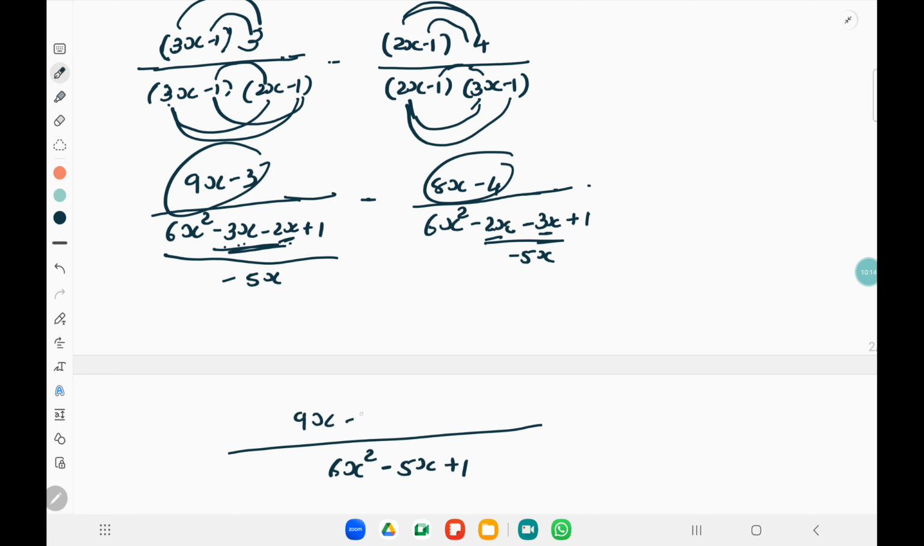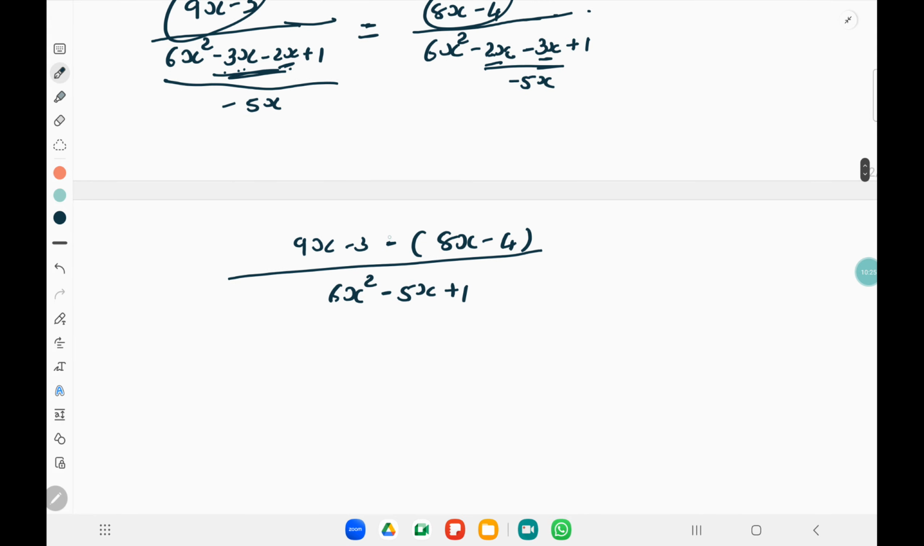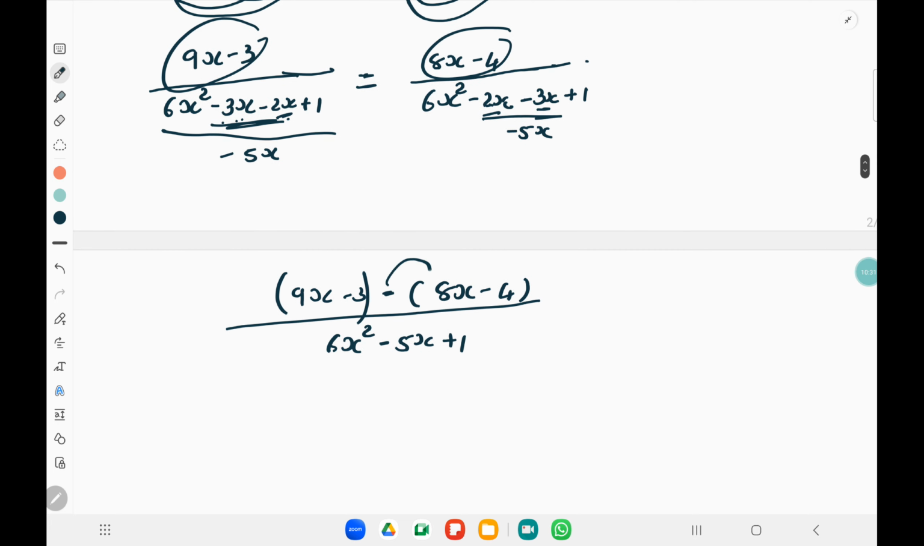So 9x minus 3. Okay, here remember this is a minus. That's why I'm going to write these things in a bracket. In a minute I will tell you why. Okay, this one outside it is a minus sign, right? So when the bracket is opened, it was positive and outside is negative. So negative times positive becomes negative and negative times negative becomes positive. So 9x minus 3 minus 8x plus 4 over 6x square minus 5x plus 1.